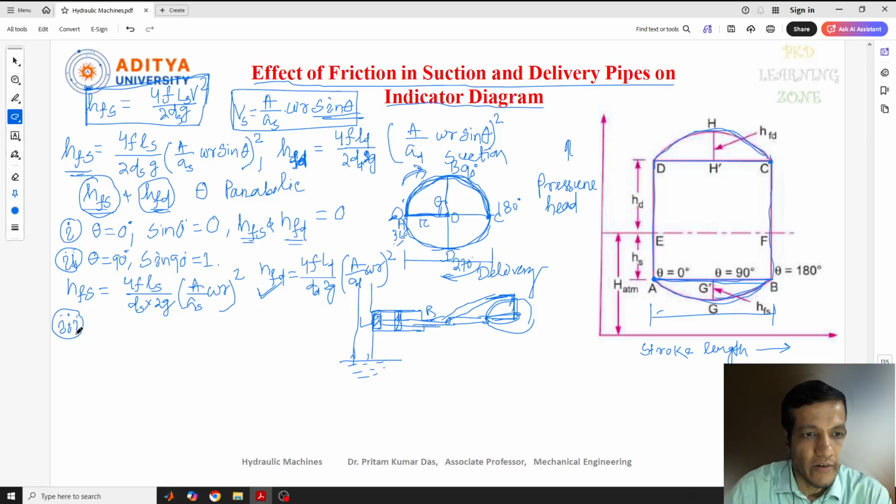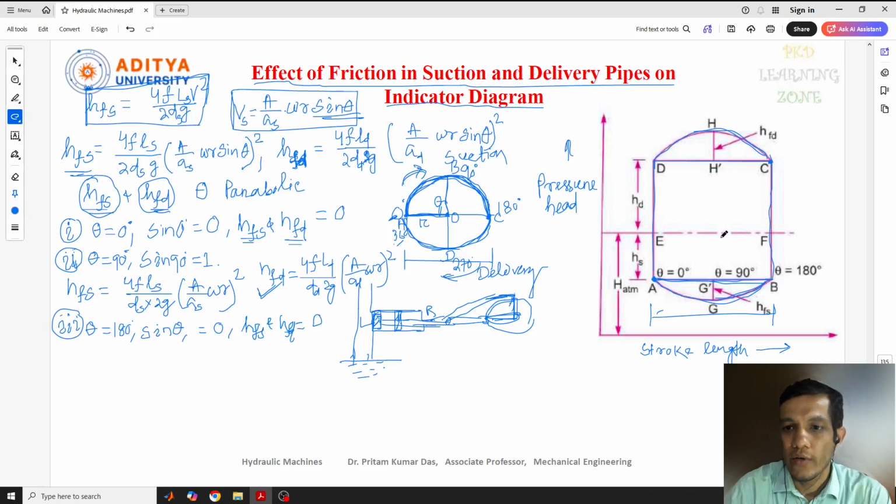Now at the third point, when I consider theta equal to 180 degrees, that means one part is completed here. Again, if you start from here, again one part is completed. Forward and backward, or suction stroke and delivery stroke, that we can consider. So when theta equal to 180, again we need to find the value of sine theta. Sine 180 equals 0 again. That means HFS and HFD are again both 0 here.